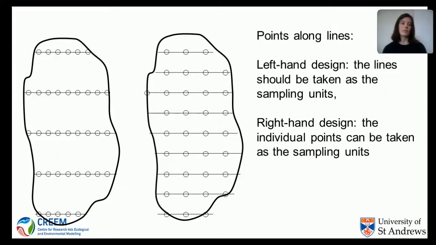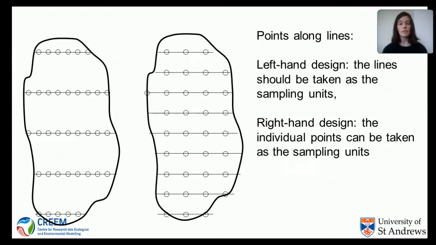And you can see that the points on the left-hand side are clustered more closely together than the ones on the right. And so what this means is that when we come to think about our encounter rate variance and what do we consider to be the sampling unit in this case, on the left-hand design we would consider that the points on each line cannot be treated independently. They can't be treated as independent sampling units.